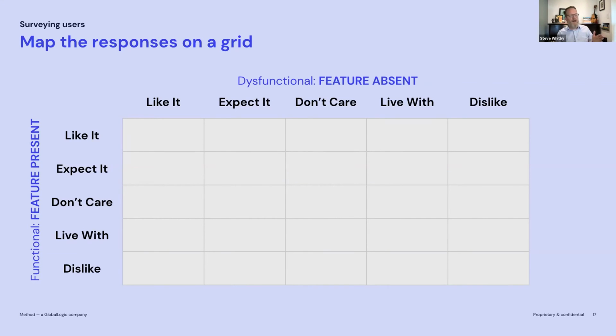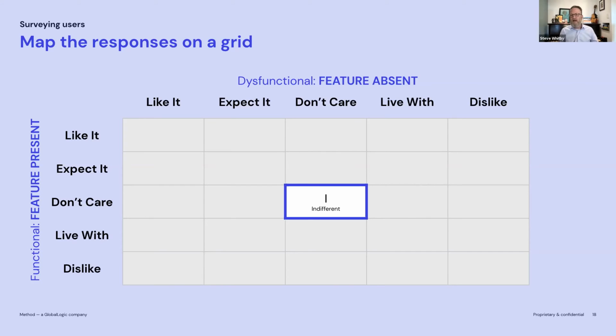And then across left to right, we're going to measure, what if the feature is absent? Do you like it on the left or dislike it on the right? If we line up their answers in this grid, we will see how they value the feature. So as an example, if when asked about a feature being present, a customer says, I don't really care, I'm neutral. And then we ask, well, what happens if it's not there? And they say, well, I kind of don't care either. That puts it firmly in the indifferent category.